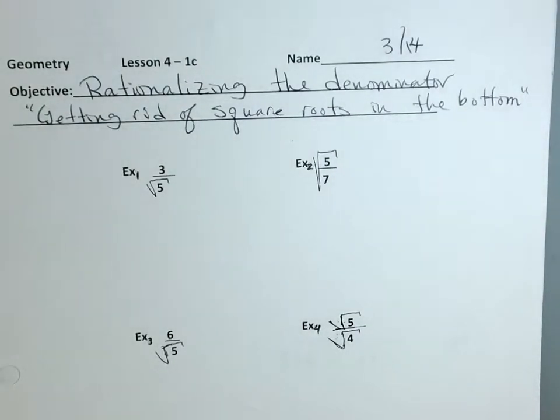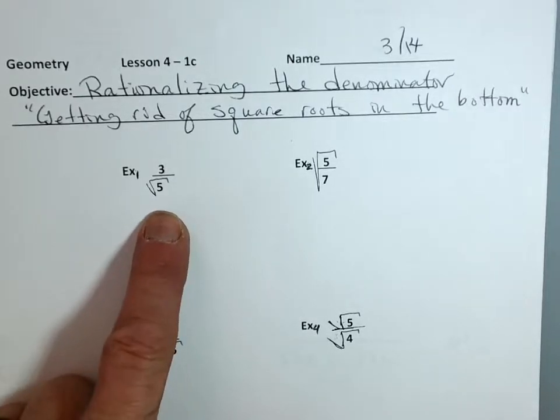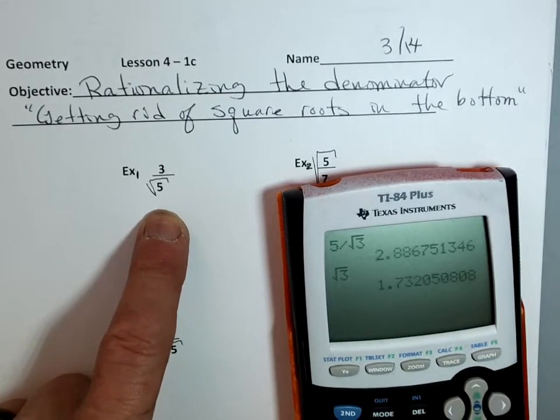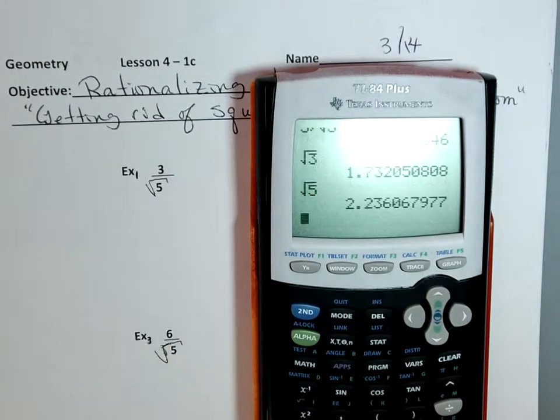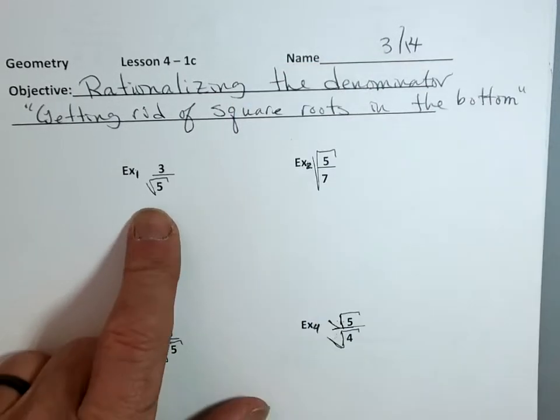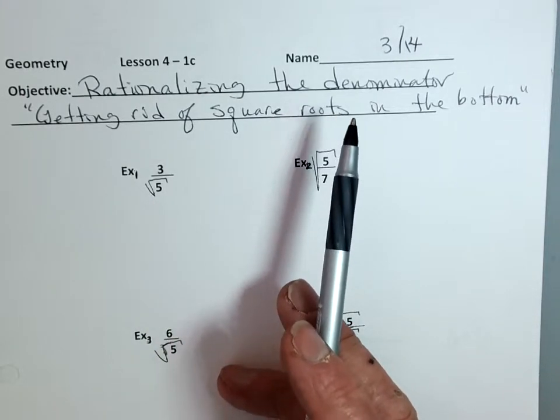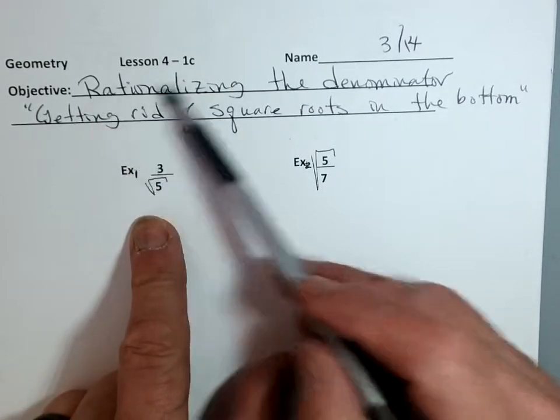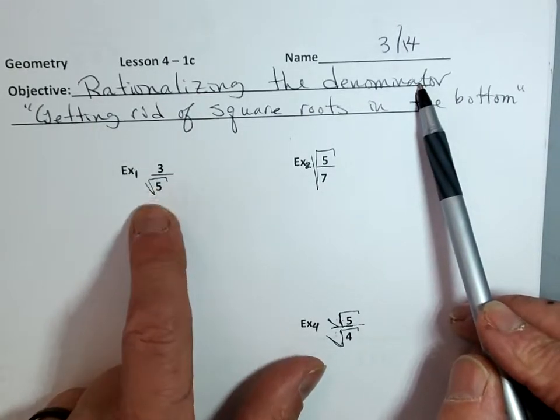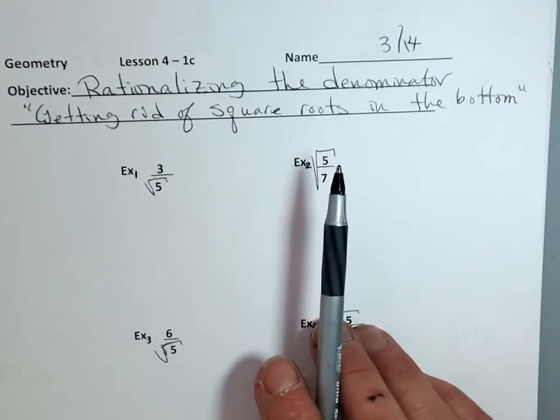So the whole idea is rationalizing. Square roots are irrational numbers. They're irrational because they're ugly numbers. Square root of 5 is an irrational number. Watch. Square root of 5 is 2.236066797. It is an irrational number. So what we want to do is make it a rational number, like 5 or 6 or whatever, a normal number. Not an ugly one. So we're going to rationalize the denominator, which is basically making the bottom part of the fraction have a regular integer number.